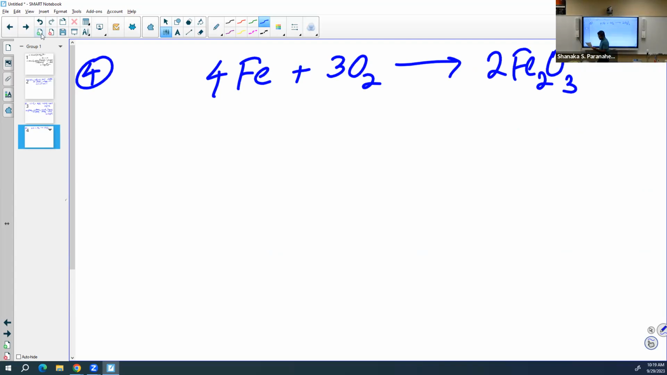And in the question, it says, in a particular experiment, the reaction of 15 grams of iron with 16 grams of oxygen produced 19.3 grams of Fe2O3. So amount of Fe2O3 produced from the experiment is 19.3.